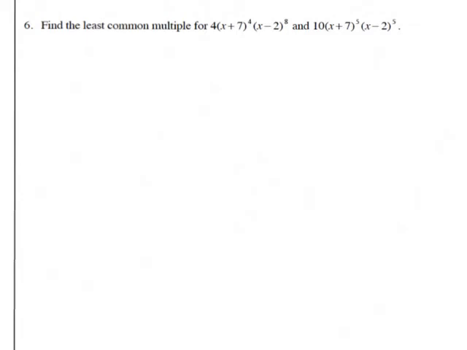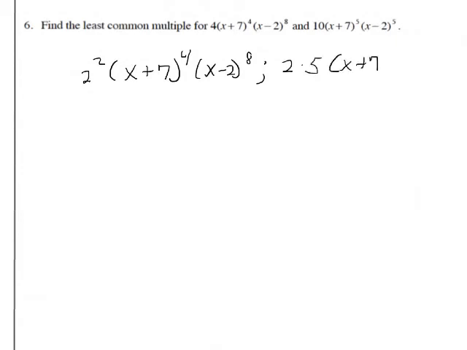Now that you've worked through this, the first thing we want to do is factor your 4 and your 10, and then write down each of the factors. Notice that the 4 is 2 squared, and then I have (x plus 7) to the 4th, and (x minus 2) to the 8th. For the second one, 10 is 2 times 5, and then I have (x plus 7) to the 5th, and (x minus 2) to the 5th.